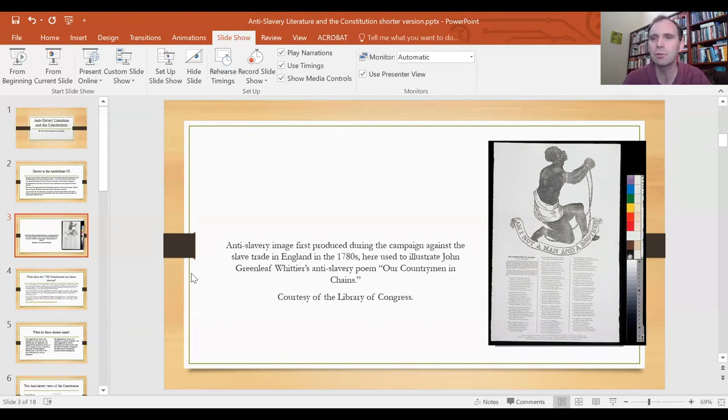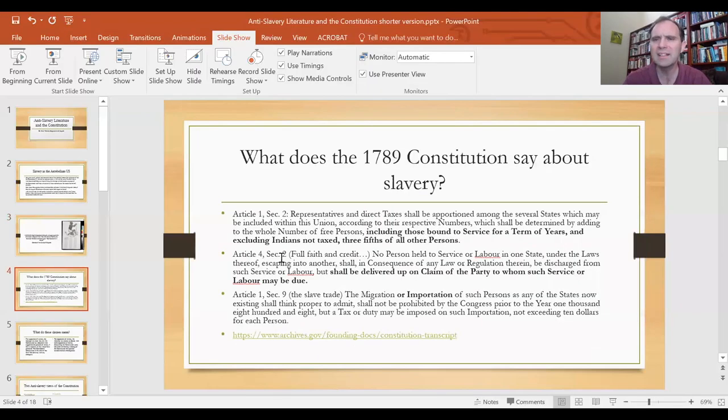And so the central question here is whether people in the United States are going to recognize the shared humanity of those who have been enslaved and those who are considered free. And it's the denial of that shared humanity that's being protested in this image. So what does the Constitution have to say about this central moral issue of slavery?